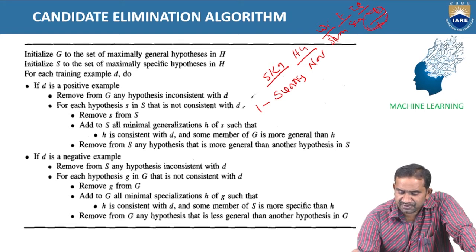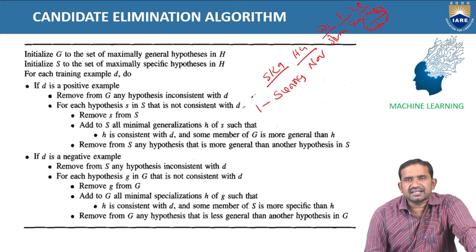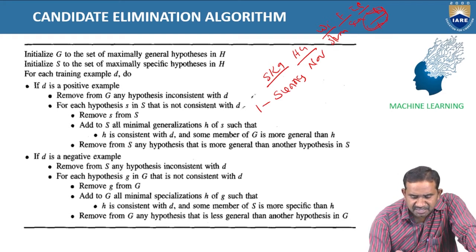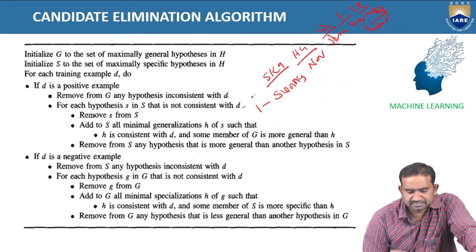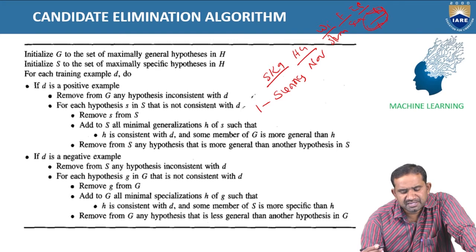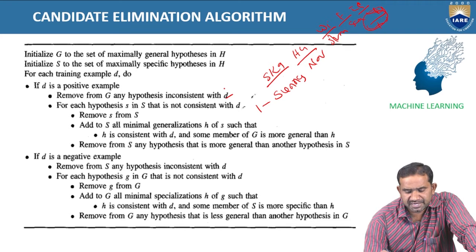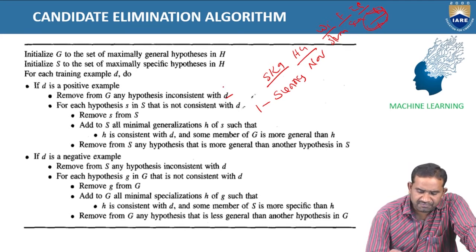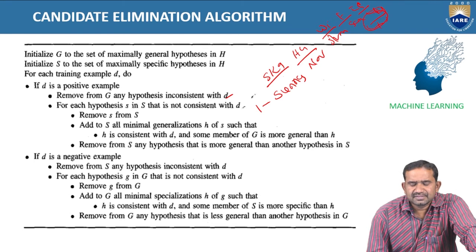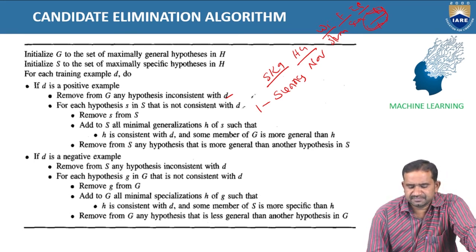Based on this training example, we perform the operations of the candidate elimination algorithm. If the training example is positive, remove from G any hypothesis inconsistent with D. D means the training example. We have to do some operation with the training examples on the general hypothesis. If it is inconsistent, we simply remove that hypothesis from the general hypotheses.